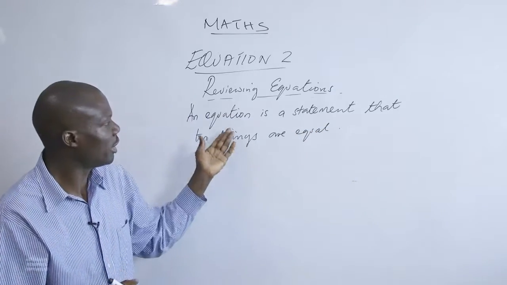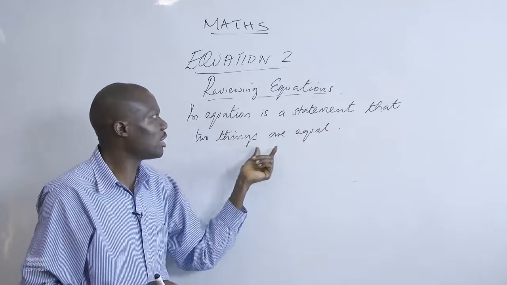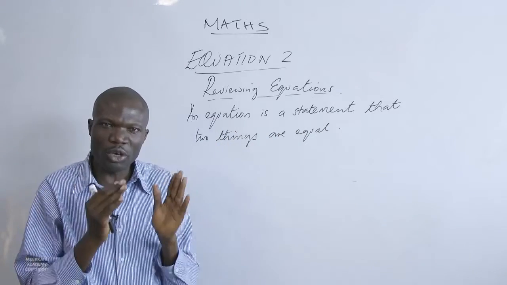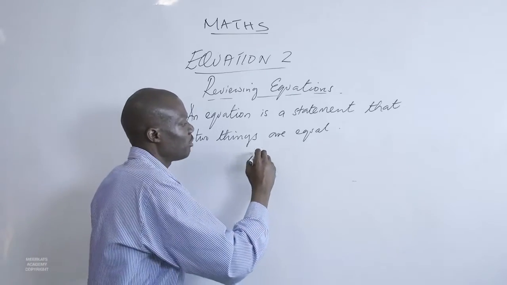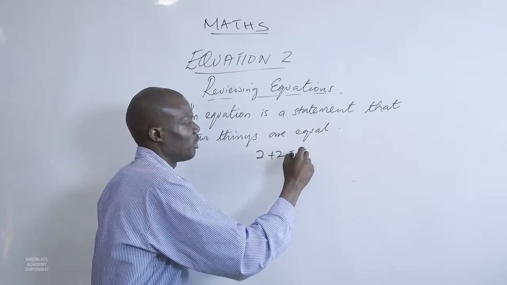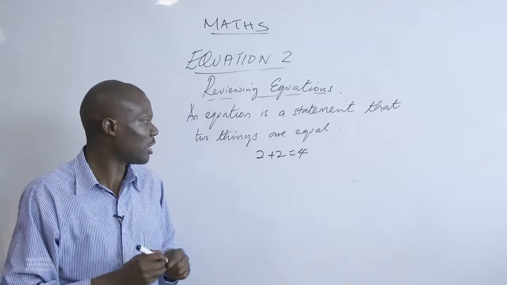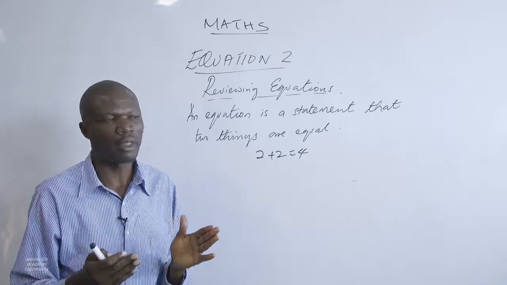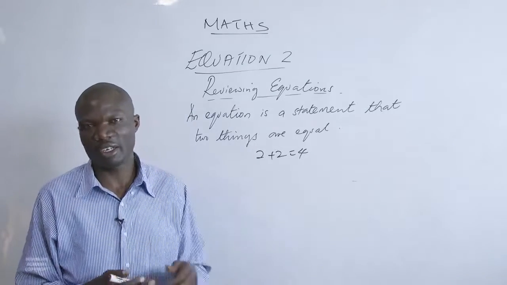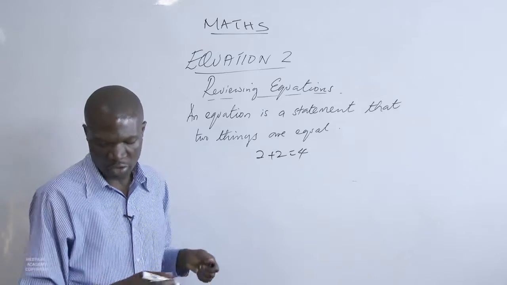An equation is a statement that two things are equal. That's why we are calling it an equation. For example, if we have 2 plus 2 is equal to 4, this is an equation. It is very true that the left-hand side is 4, because 2 plus 2 is 4, and the right-hand side we also have 4.